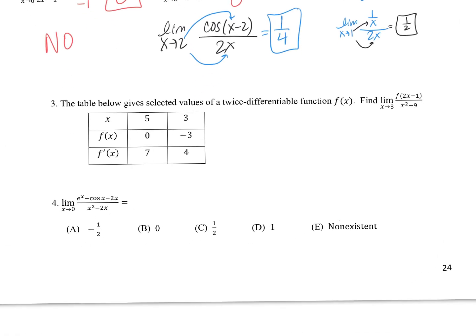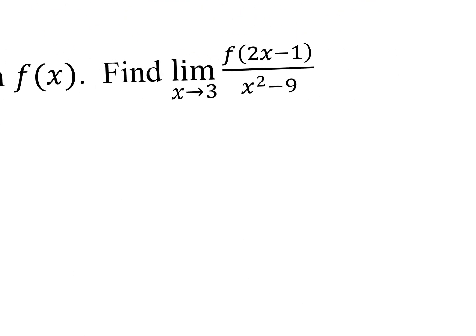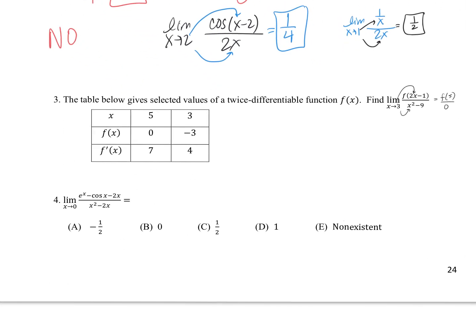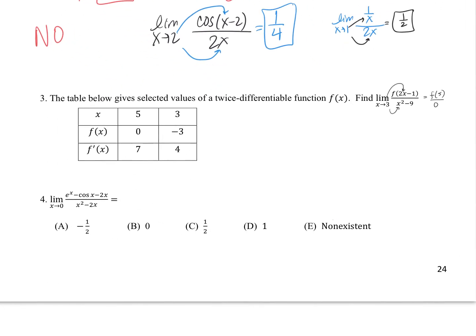Okay. Table below gives some selected values. Find this limit. You guys, no matter what, if we're thinking L'Hopital's, you always just plug in what you started with to see what we get. This would be f of what minus 1? 6 minus 1, so that's f of 5, right? Over 0. What the heck is f of 5? Do we know that from my chart? F of 5 is 0. So do we use L'Hopital's on this? Yeah, we got a 0 over a 0.